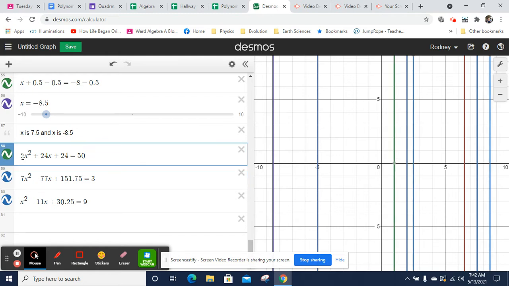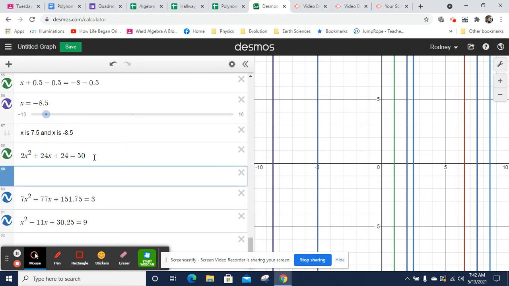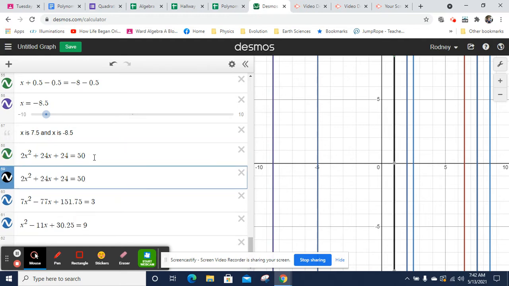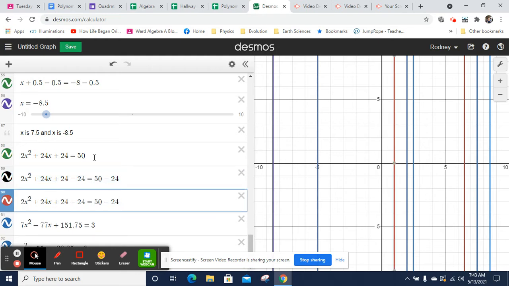So my lead coefficient is not 1. But before I do anything, I'm going to isolate things here. I'm going to get rid of that plus 24. I'm going to subtract 24 from both sides. So I'm going to subtract 24 here, and I'm subtracting 24 here. So that becomes 50 minus 24, which is 26, and 24 minus 24 is nothing.